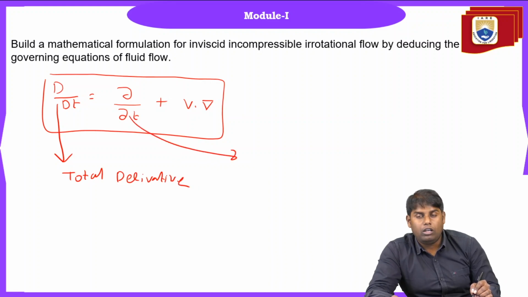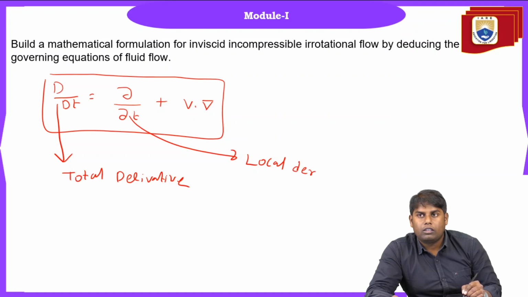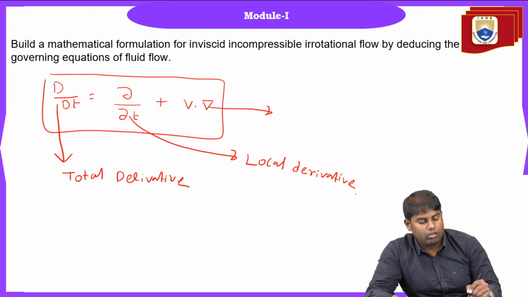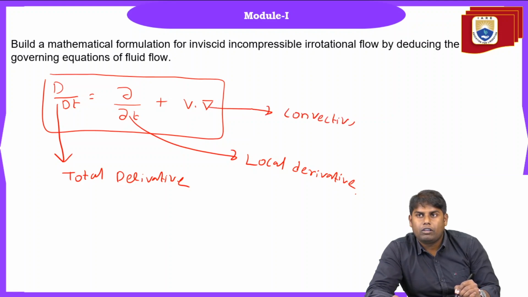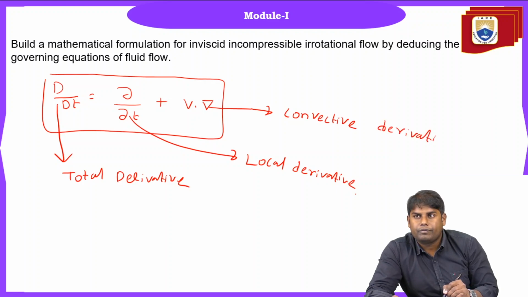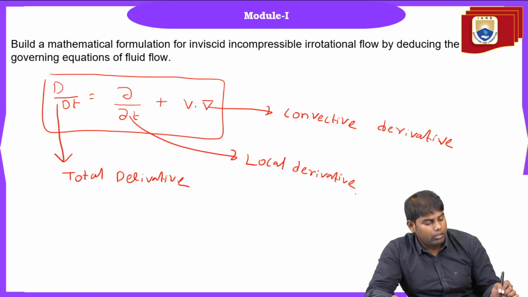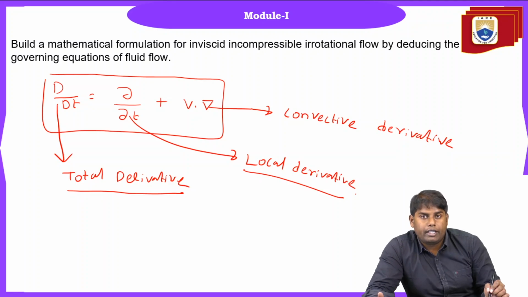So this one is called local derivative. So this one is called convective derivative. So we have a total derivative or material derivative. We have local derivative. So this one is called the instantaneous change, or how it changes with respect to time.